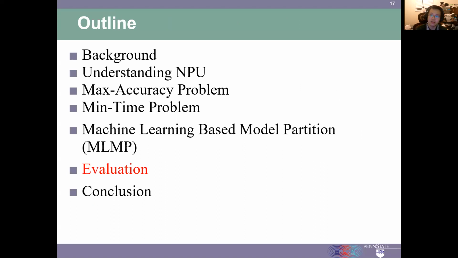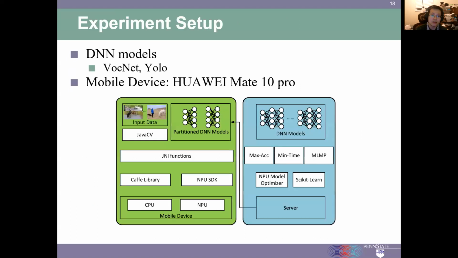Now let's talk about the evaluation part. In the experiment, we test two different DNN models, VocalNet and YOLO. And we conduct experiments on the Huawei Mate 10 Pro. For the layers run on the CPU, we use the Caffe Android library. And for the layers run on the NPU, we use the NPU SDK provided by Huawei.